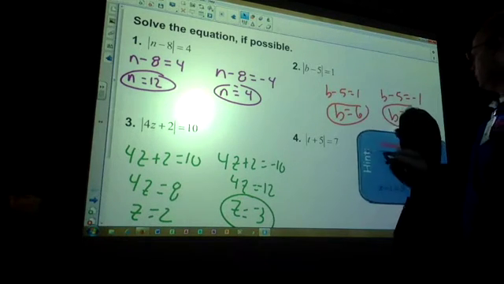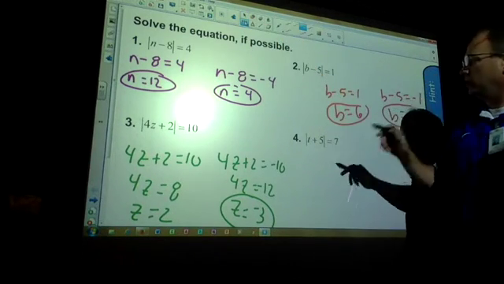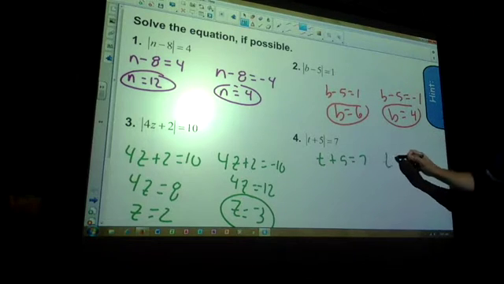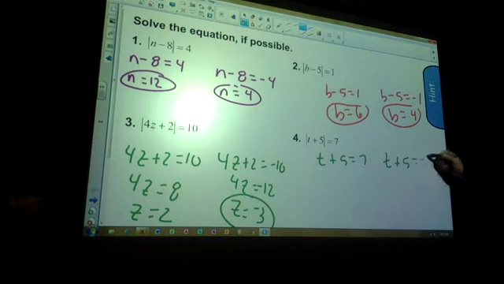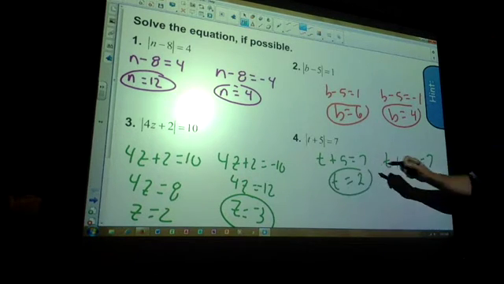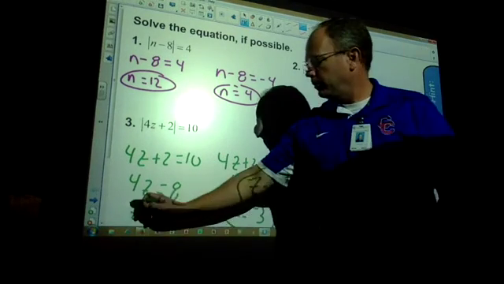All right, let's just move that back over there. Don't need that anymore. All right, so this is t plus 5 equals 7, and t plus 5 equals negative 7. And subtract 5. Subtract 5. Done. Oh, I forgot to circle this one, I guess.